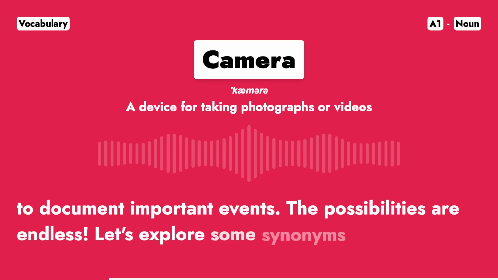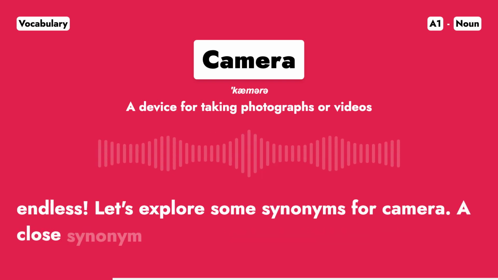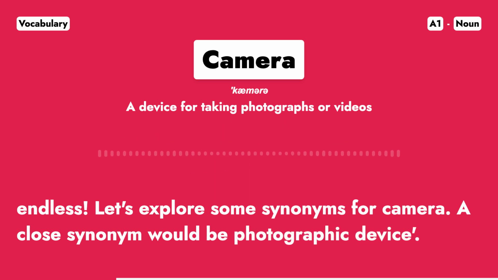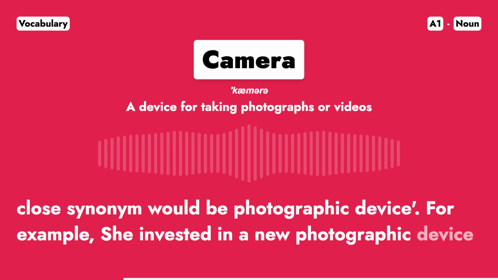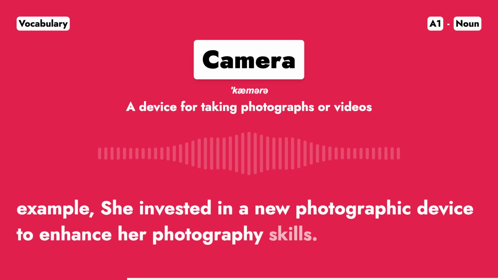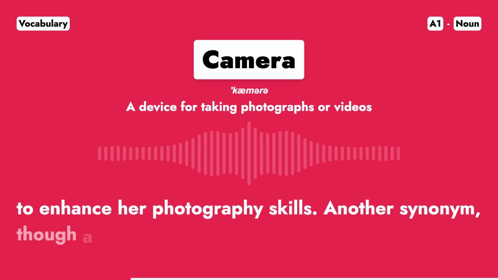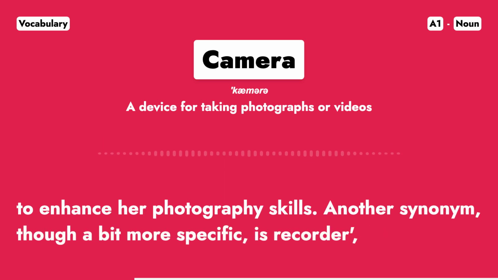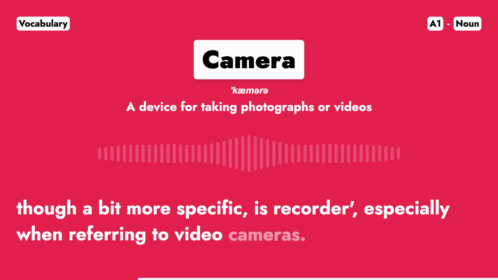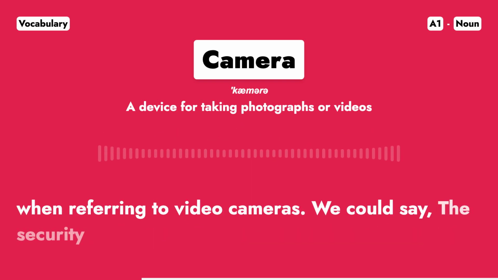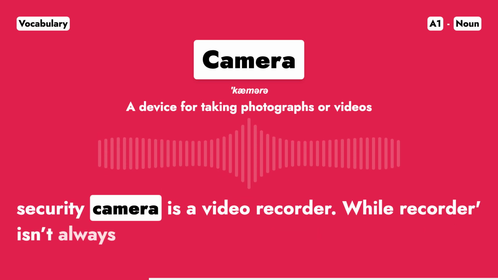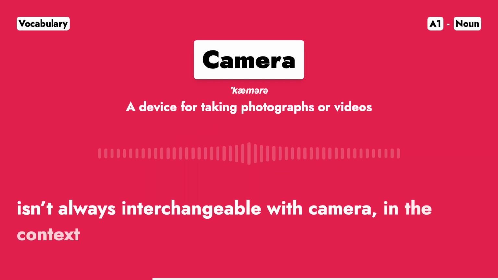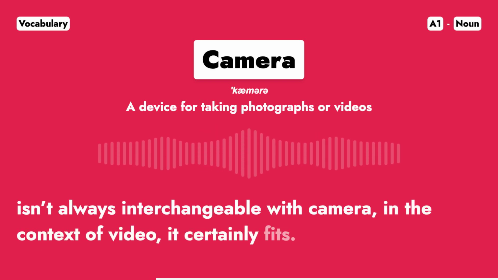Let's explore some synonyms for camera. A close synonym would be photographic device. For example, she invested in a new photographic device to enhance her photography skills. Another synonym, though a bit more specific, is recorder, especially when referring to video cameras. We could say the security camera is a video recorder. While recorder isn't always interchangeable with camera in the context of video, it certainly fits.